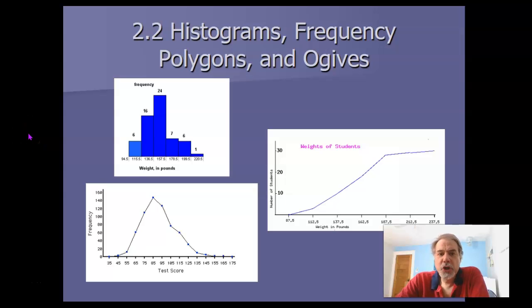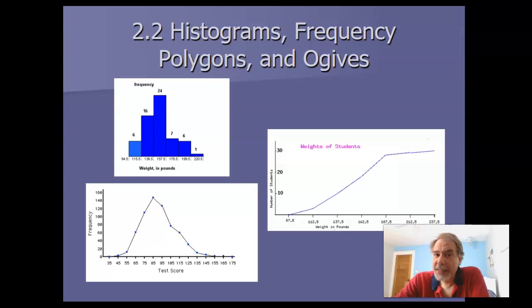Hi, this is section 2.2, and it's about histograms, frequency polygons, and ogives, which are three kinds of graphs that you can use to show what's going on with a grouped frequency distribution.